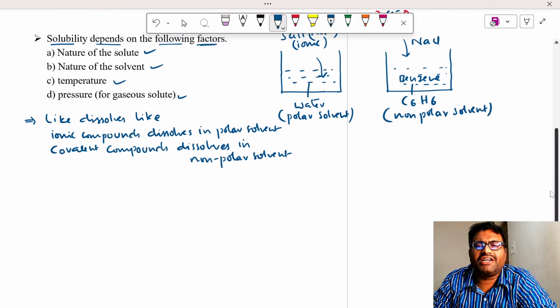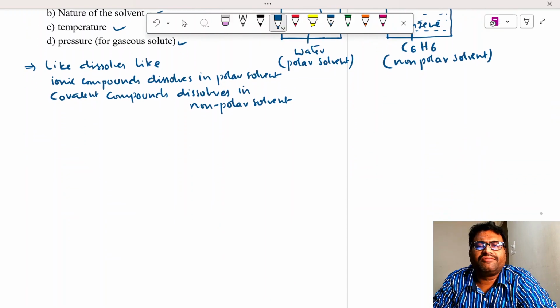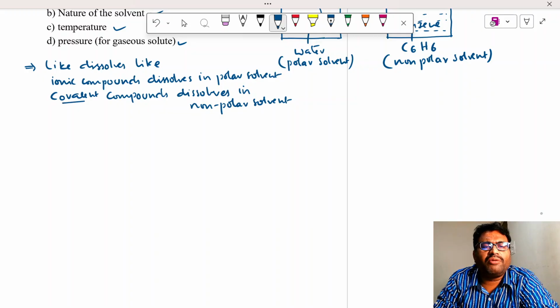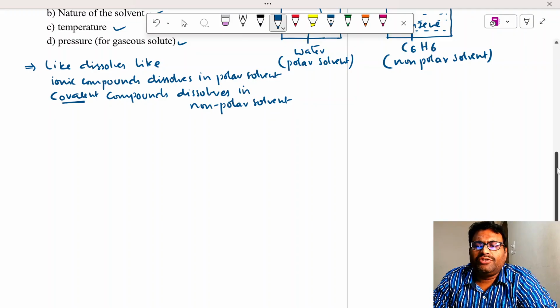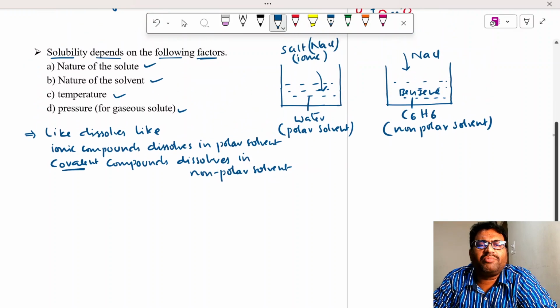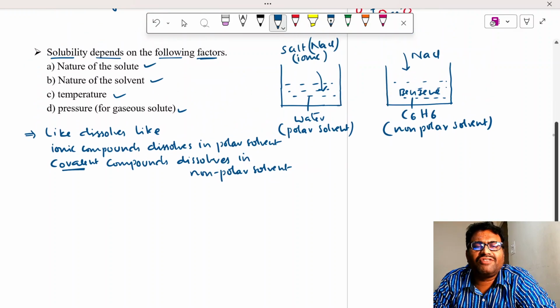For example, if you try to dissolve a covalent compound like iodine, when you dissolve iodine in water, does it dissolve? No, it does not dissolve. When you dissolve it in benzene or CCl4, it dissolves. Okay. So here solubility depends upon the nature of solute as well as nature of the solvent.